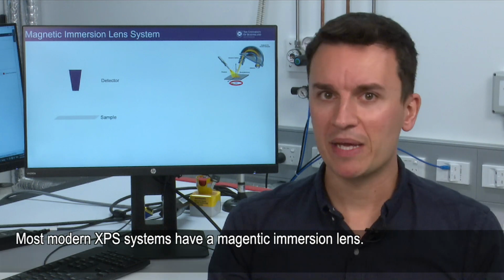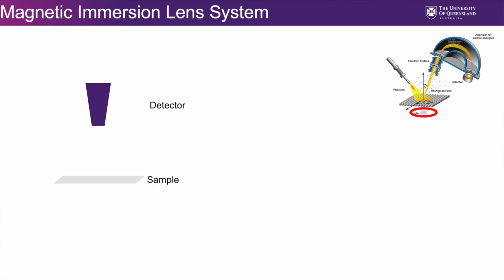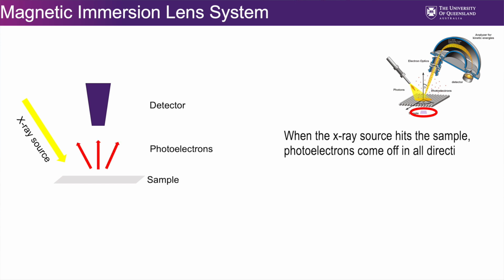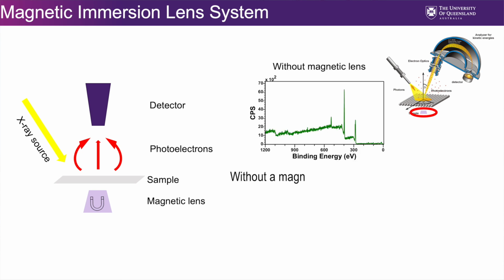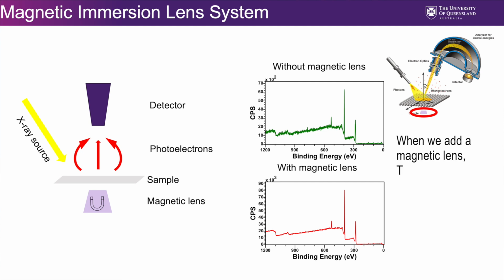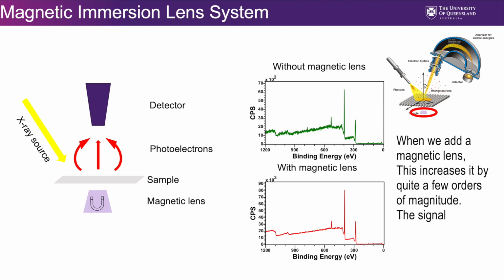Nowadays, most modern XPS systems have a magnetic lens. If we consider the sample and the detector, when the X-ray source hits the sample, photoelectrons come off in all different directions. If we use a magnetic lens at the bottom, this can essentially herd the electrons and get them to hit the detector, so we increase the counts. Without a magnetic lens, you can see a spectrum is quite noisy. When we add the magnetic lens, this increases it by quite a few orders of magnitude, and the signal to noise ratio is much higher.